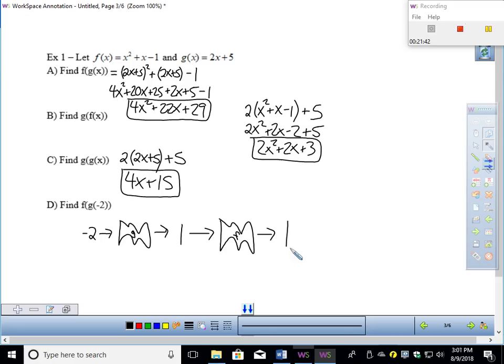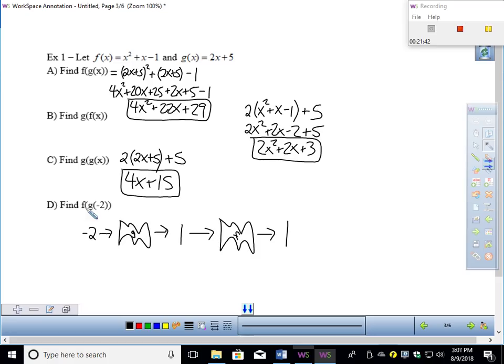So I'm hoping visually it's really starting to click. -2 goes into g, you get 1. 1 goes into f, you get 1, and we stop. Theoretically, guys, can I continue with it? Can I make ones that are like f composed of g composed of f? You know, there's no end. We'll try to keep it simple then.